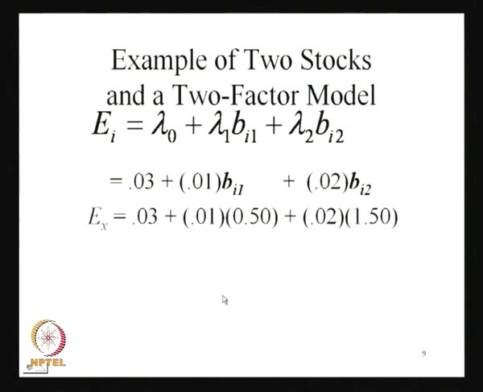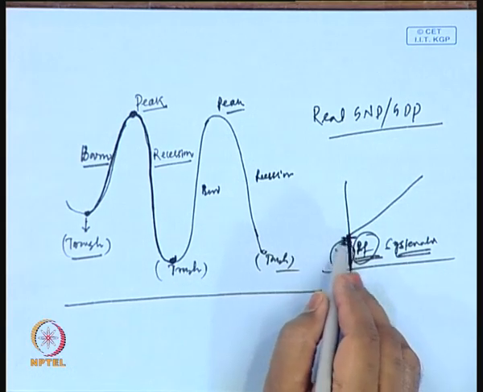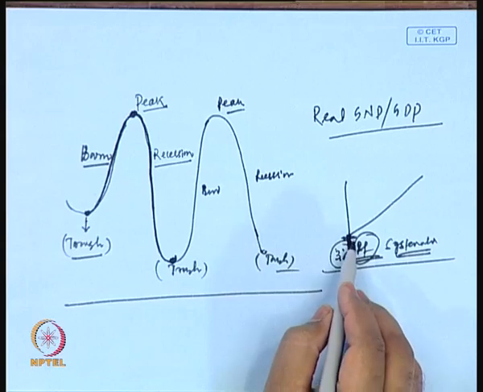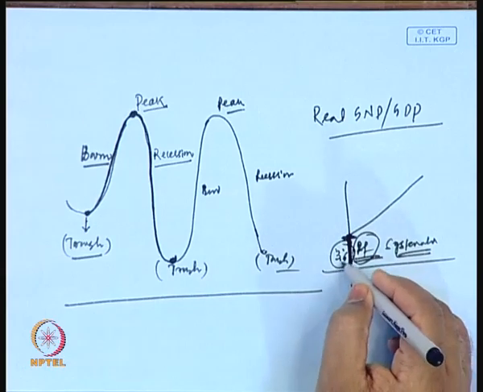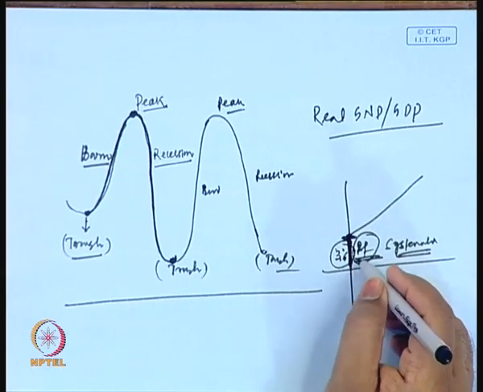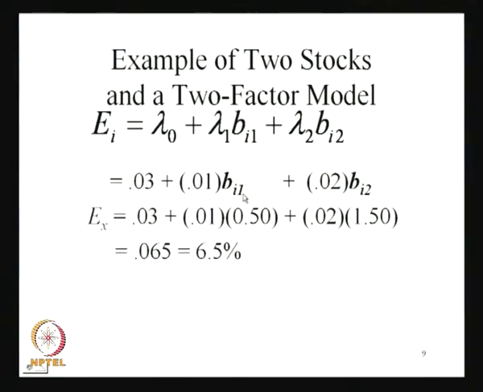Then, how will this model look? The expected return, as we already know, E i is equal to lambda 0 plus lambda 1 b i1 plus lambda 2 b i2. That means it will be 0.03, which is the 3%, which talks about the zero risk level, or without any kind of factor there is a change in returns, that is why we call it the risk free rate of return. Then we have 0.01 b i1 plus 0.02 into b i2, because this is the responsiveness with respect to lambda 1 and lambda 2.